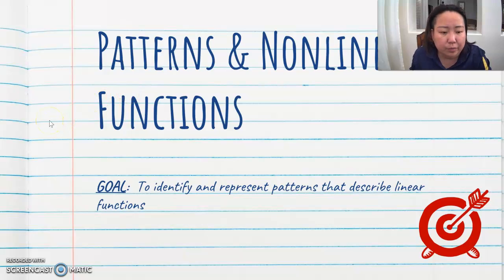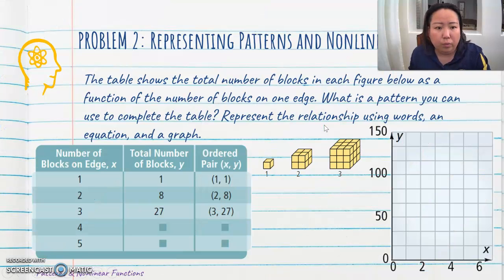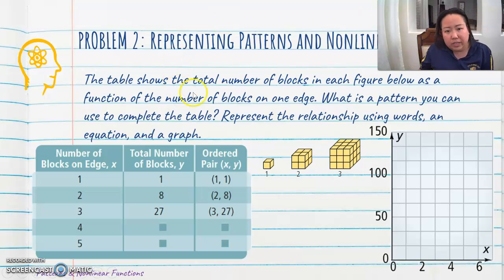All right, so let's have the continuation of our discussion on patterns and nonlinear functions. And this time, we will be having this scenario, okay? Wherein we have a table and it shows the number of blocks in each figure. So this is the figure that we have. So we have only one block, and then you have two, and then three.